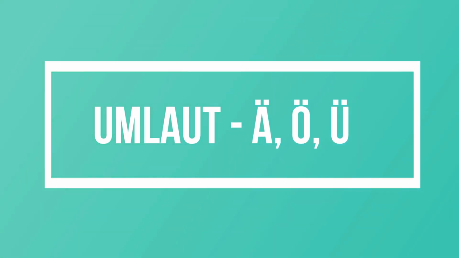Okay, now going back to the umlauts. Now, A has an umlaut, O has an umlaut, and U has an umlaut. E, U, U. Once again. E, U, U.